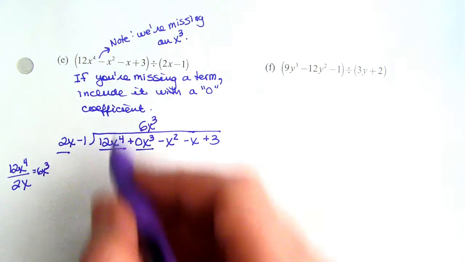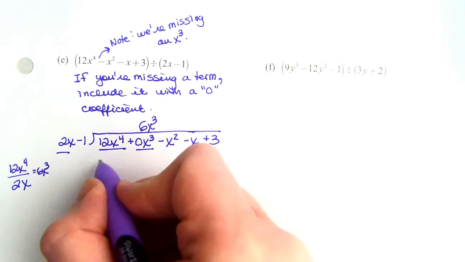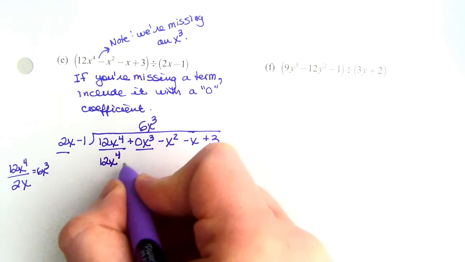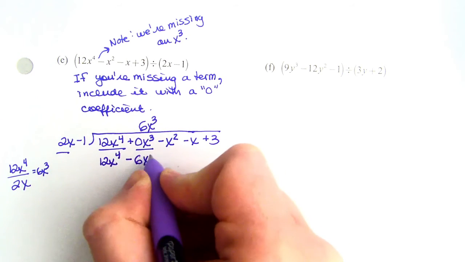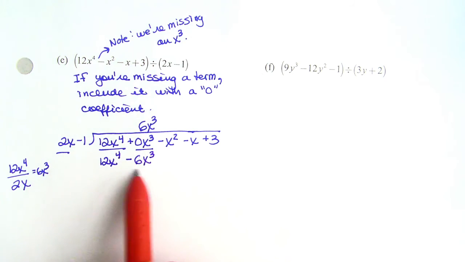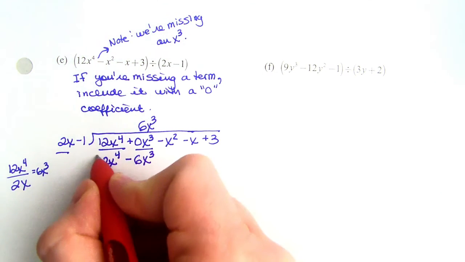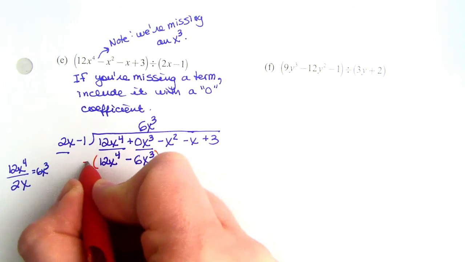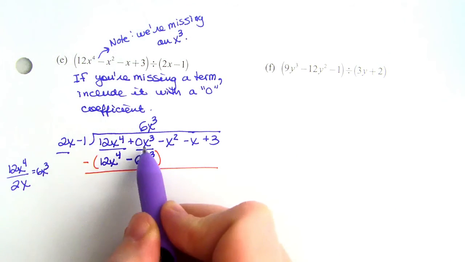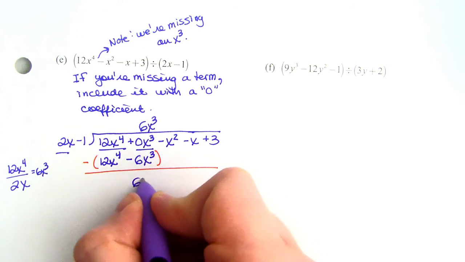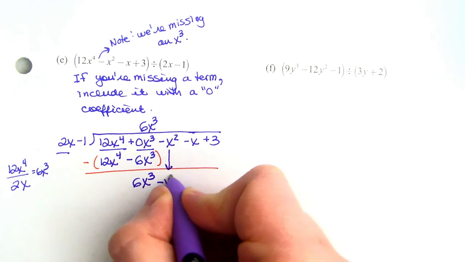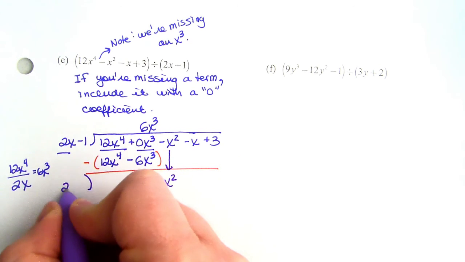Now I'm going to multiply. 6x to the 3rd times 2x is 12x to the 4th, and 6x to the 3rd times minus 1 is minus 6x to the 3rd. Another reason I need the 0x to the 3rd, so this has a place to go. Parentheses, and we're going to subtract. Gone. 0 minus negative 6 is 6x to the 3rd. Bring down minus x squared.